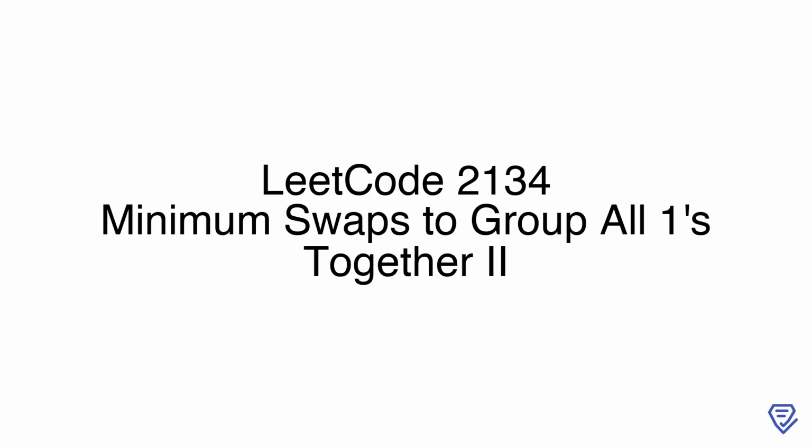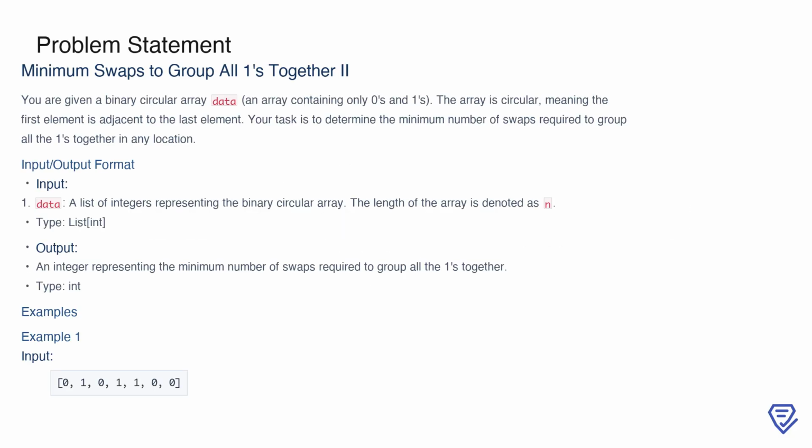swaps. Let's get started. In this problem, we're tasked with working on a binary circular array called data. This array consists only of zeros and ones, and being circular means that the first element is considered adjacent to the last element. Our goal is to determine the minimum number of swaps required to group all the ones together in any location within the array.